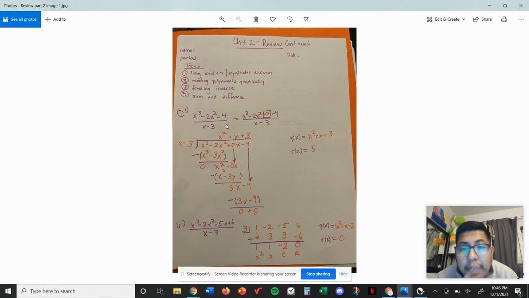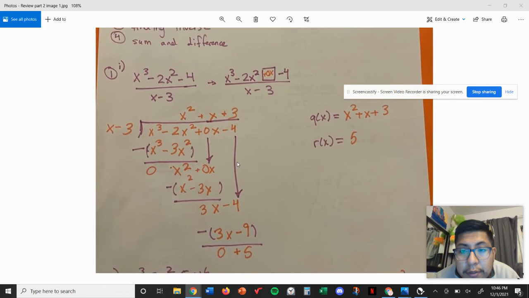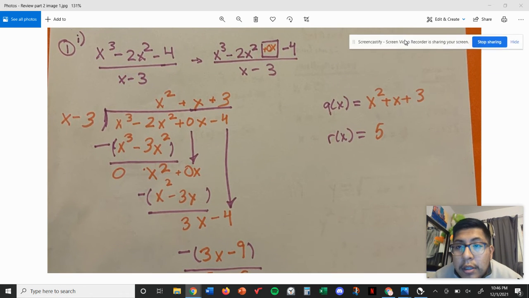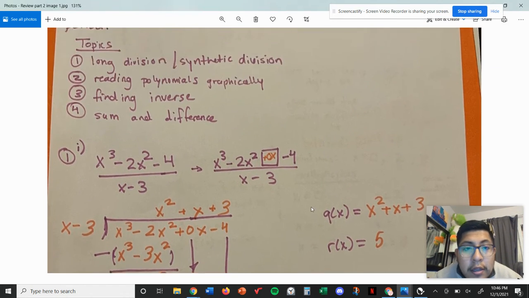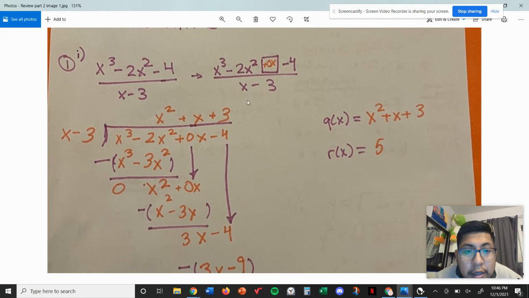So it's just some topics that I thought were more important than others, because I feel like the topics that we talked about were fine. One of them being long division. So if I zoom in here and move this over here. The topics I talked about were long division, synthetic division, reading polynomials graphically, finding inverse, and some difference of cubes. All right. So the first one's long division.